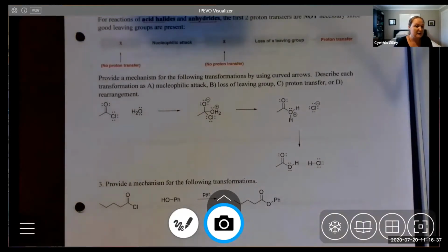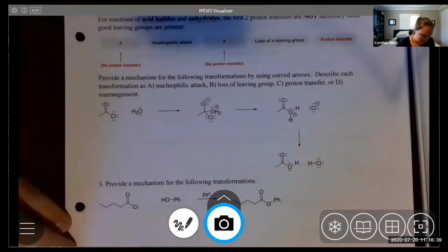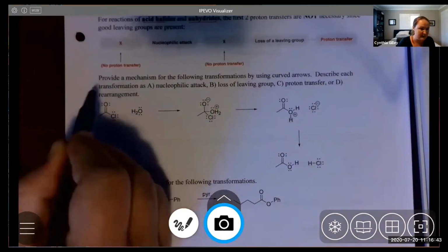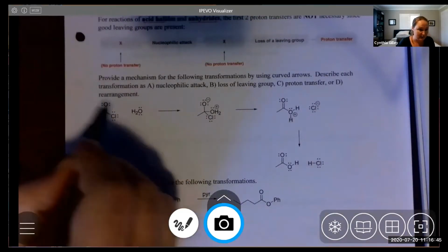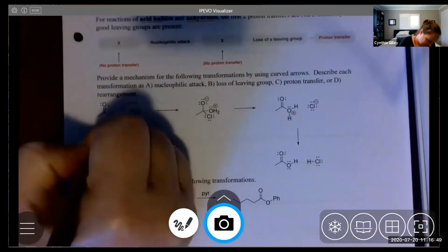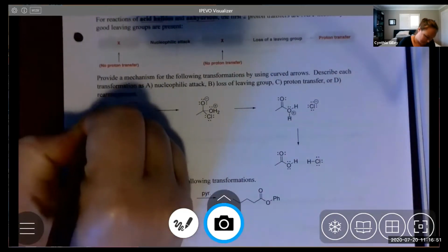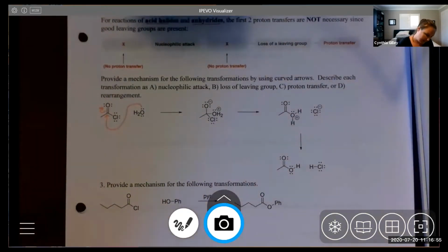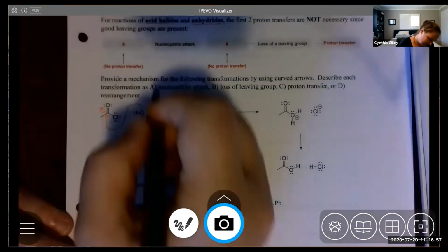Okay, so we're going to do a direct nucleophilic attack without any initial proton transfers because this is already a good electrophile. So we're going to do a nucleophilic attack with the resonance arrow. I think we're supposed to label it as a nucleophilic attack.